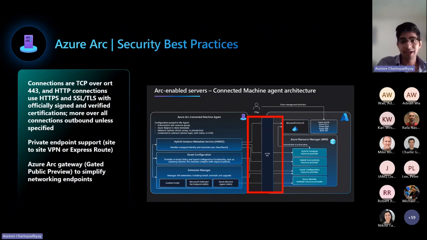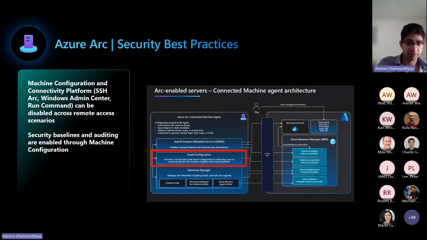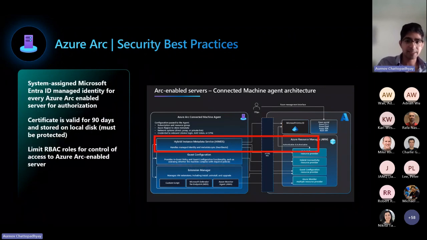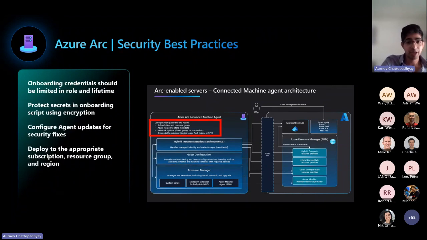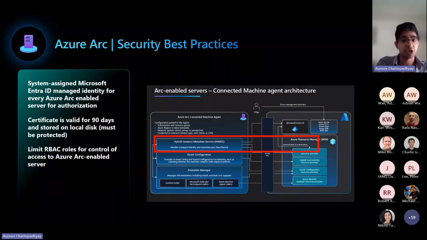With that, that's a summary of some of the core security best practices. So you saw across machine configuration, the networking piece, across our hybrid instance metadata service and authorization capabilities, across extension manager, and all the way back to onboarding. There's a lot of security both by default and by control that you can take advantage of.